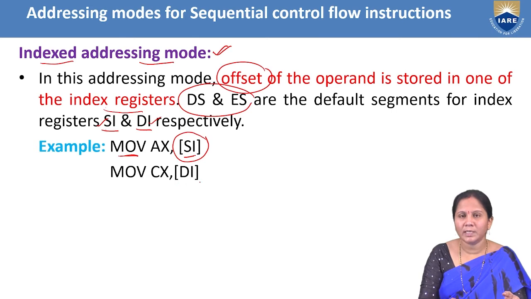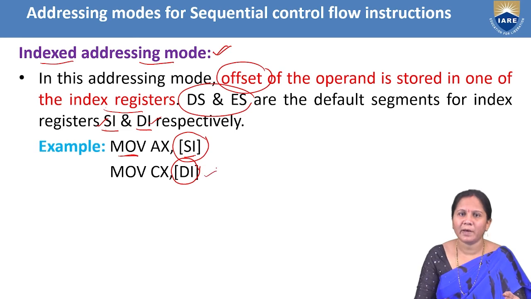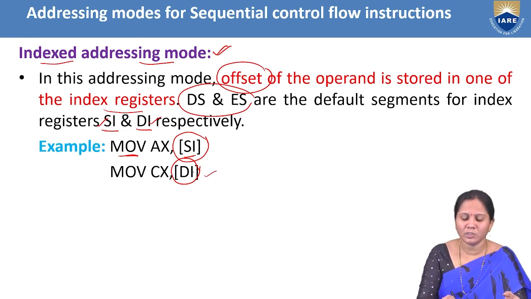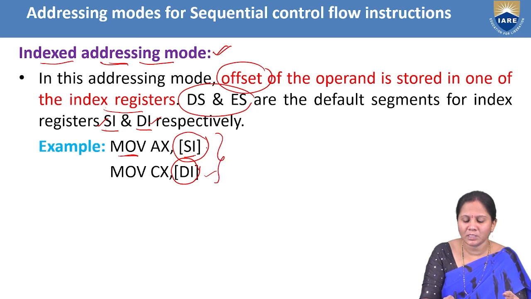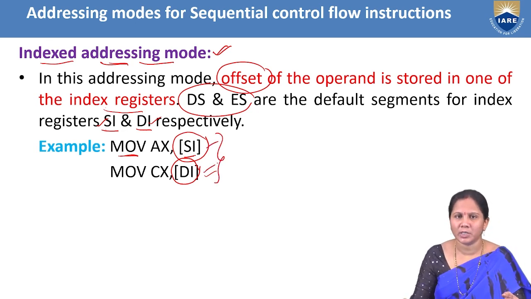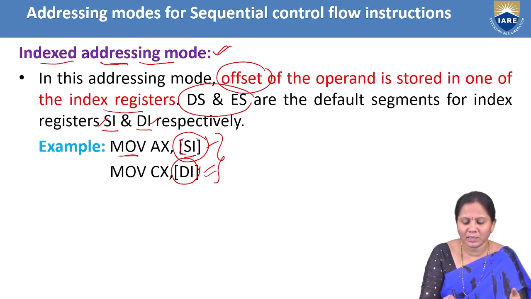And next, MOV CX, [DI]. Another index register available in the 8086 microprocessor is the DI register, destination index register. We can use this register also as a part of an instruction. Both of these are index registers. These two come under the examples of indexed addressing mode, because in these two cases, index registers are specified as a part of an instruction. These index registers carry the offset address. Since it is an address, we keep these registers in brackets, which represents the memory location.